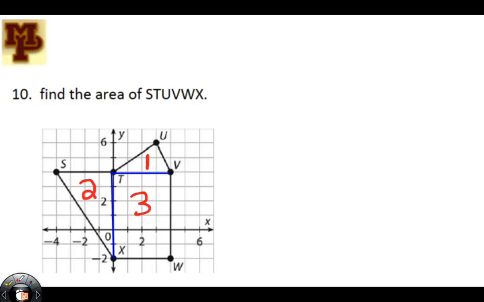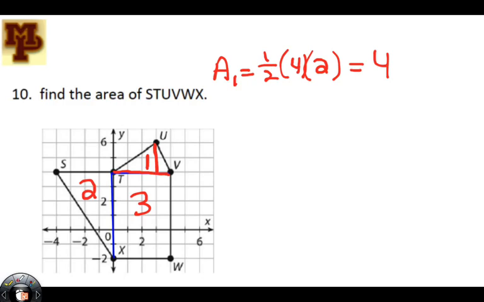Okay, so let's do area of 1, and that's a triangle, so it's 1/2 base times height. So the base of this one looks like we can just count 1, 2, 3, 4. The height is right here, it's 2 units. So the area of that first triangle is 4.